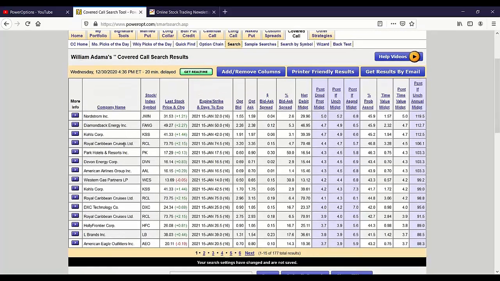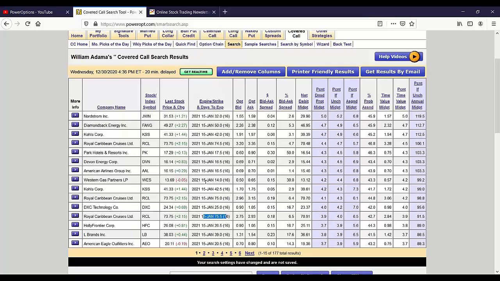Nordstrom, Diamondback, Kohl's, Royal Caribbean, Devon Energy. Are these the optimal covered calls for each of these potential stocks? Well, Royal Caribbean comes up a couple times. It's the 73.75 strike. We see the January 74.5, January 75, a little bit further out of the money, and the January 75.50. So there's 3 different covered calls here, Don.